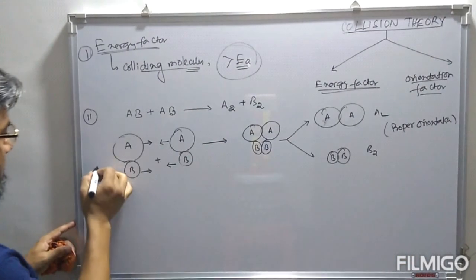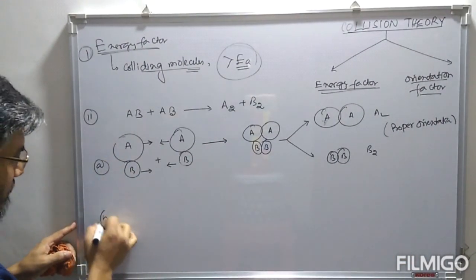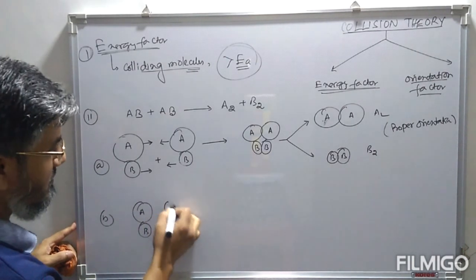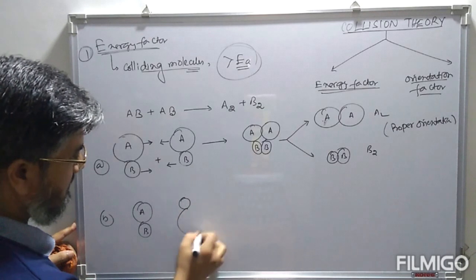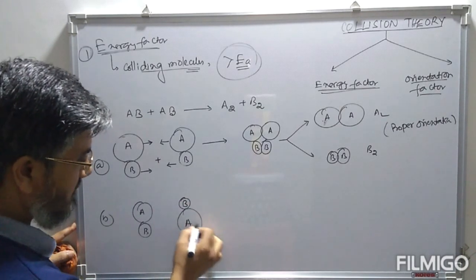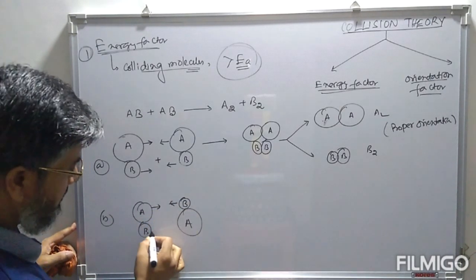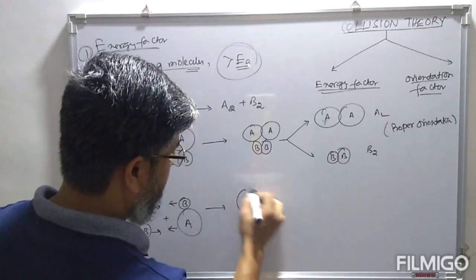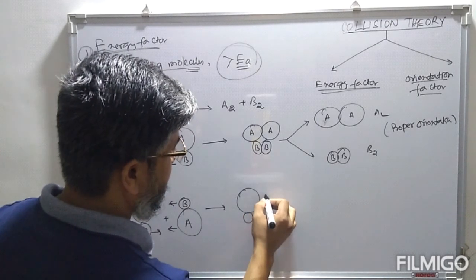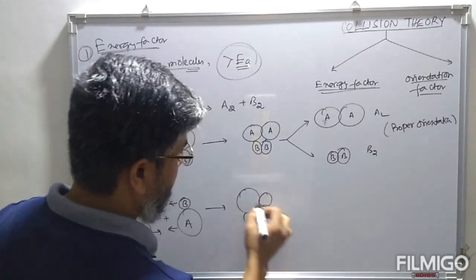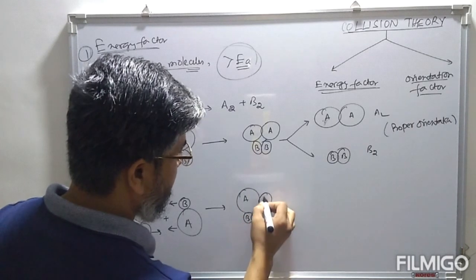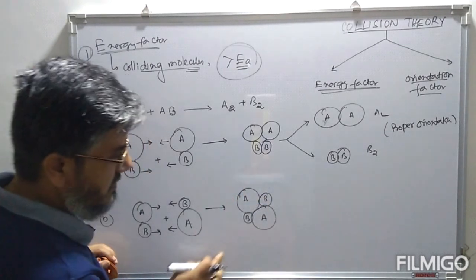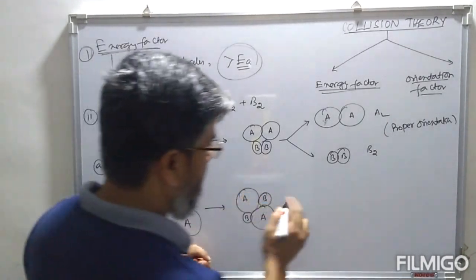Now take the same reaction, same colliding molecules. Let's take this. This is A, B. This is B, this is A. Now they are going for collision. Now they are undergoing collision is say A. So this is A, this is B, this is B, this is A. Now A is undergoing collision with B, B is undergoing collision with A.